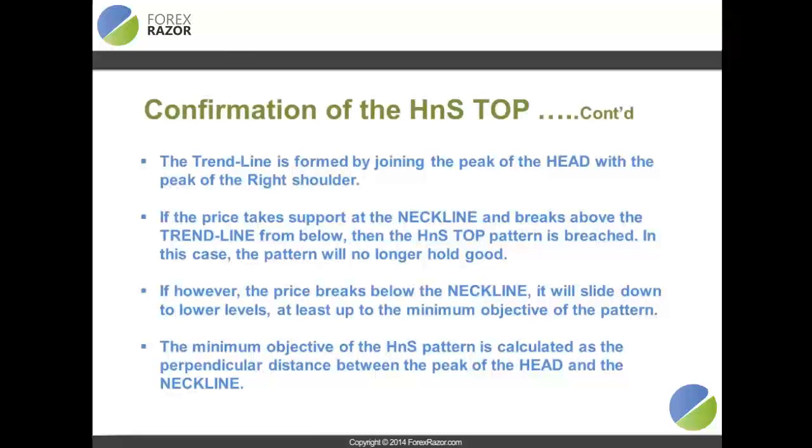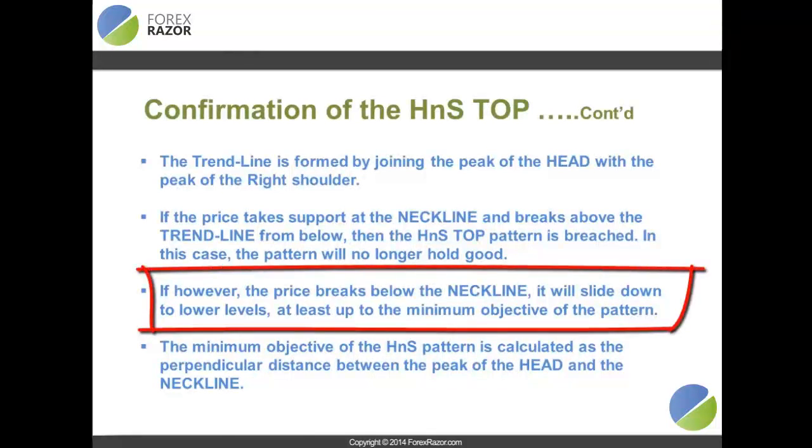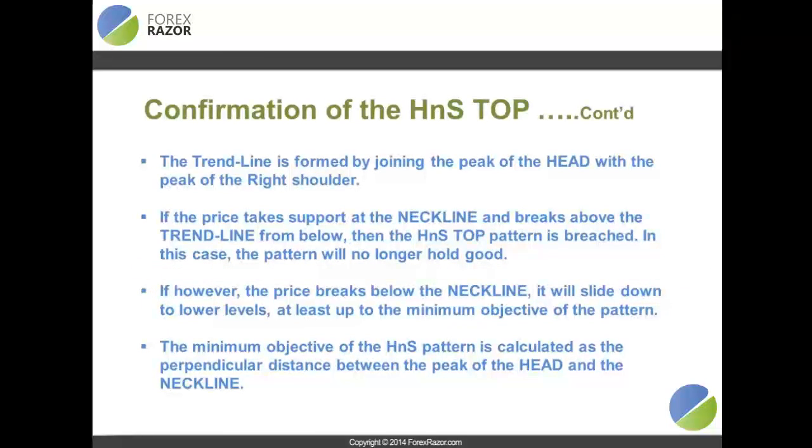If, however, the price breaks below the neckline, it will slide down to lower levels, at least up to the minimum objective of this pattern. This is the point where a trader using this pattern would sell the currency pair or the financial instrument in consideration. The minimum objective of the head and shoulder pattern is calculated as the perpendicular distance between the peak of the head and the neckline. This confirmation completes the head and shoulder top pattern, signaling a trend reversal from buying towards selling.